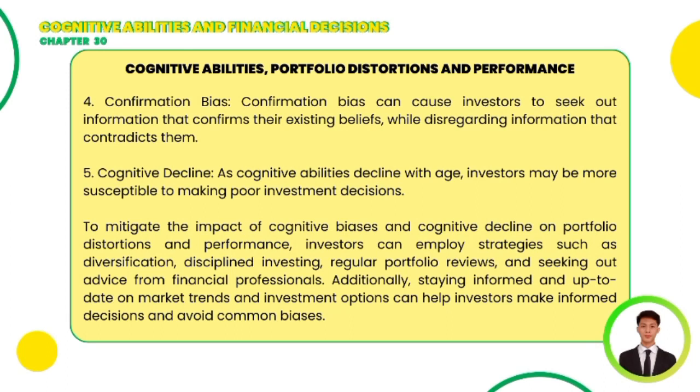Fifth is cognitive decline. As cognitive abilities decline with age, investors may be poorer in making investment decisions. This can lead to portfolio distortion such as over-concentration or excessive risk-taking, which can negatively impact performance.